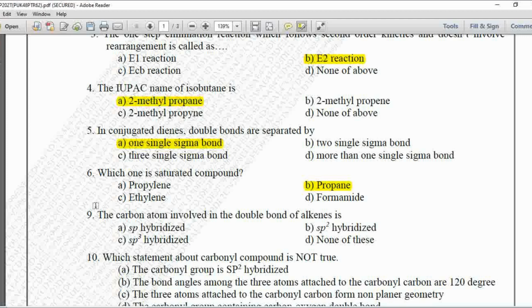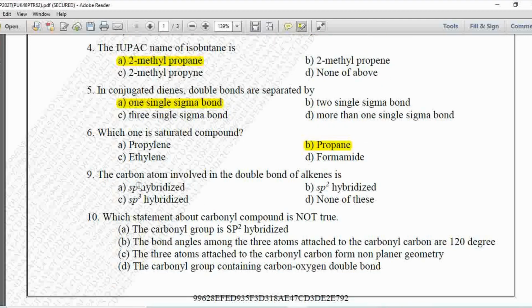Next, the 7th and 8th MCQs are not given in the university paper. This is a mistake of this paper, as the 7th and 8th MCQs are not present in the university paper. Directly we are going to discuss the 9th MCQ.